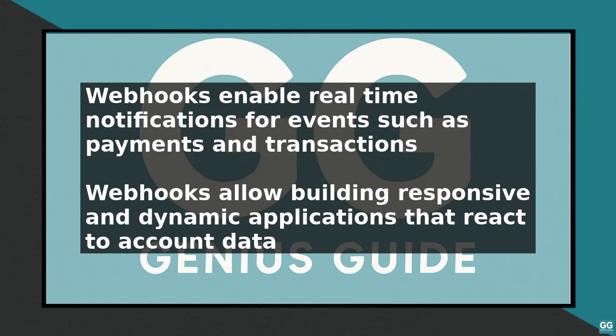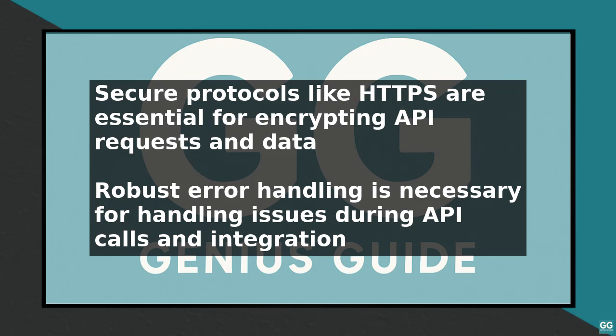When integrating the Revolut Business API into your application, it is essential to follow best practices for security and authentication. This includes using secure protocols such as HTTPS to encrypt your API requests, and implementing robust error handling to handle any issues that may arise during API calls.